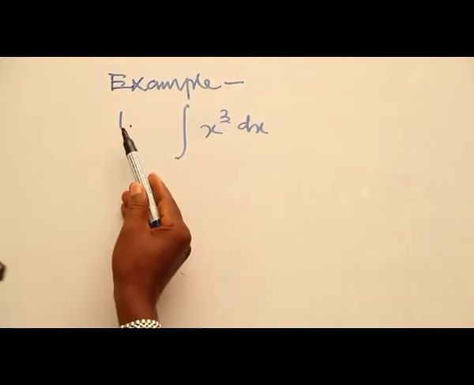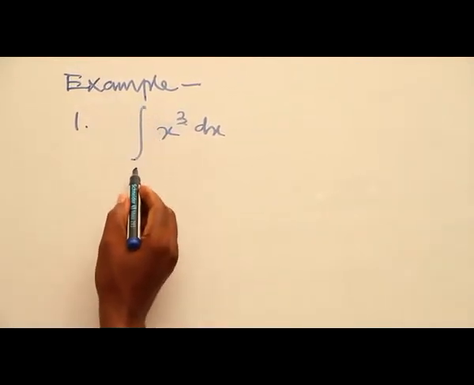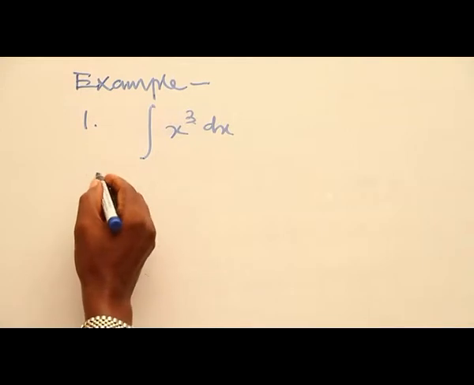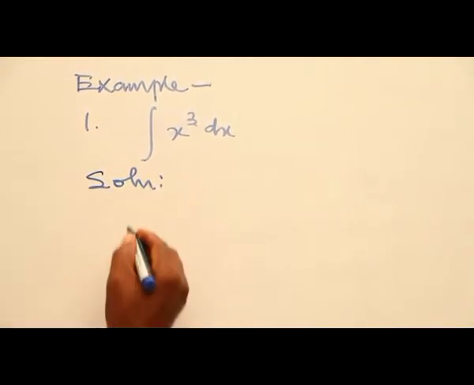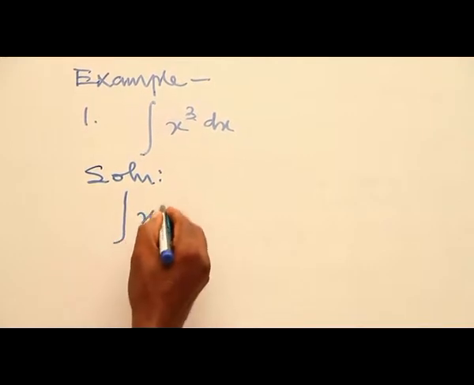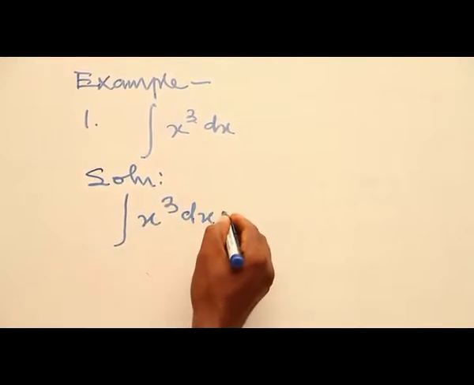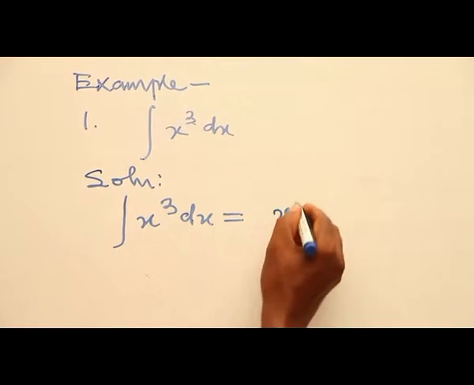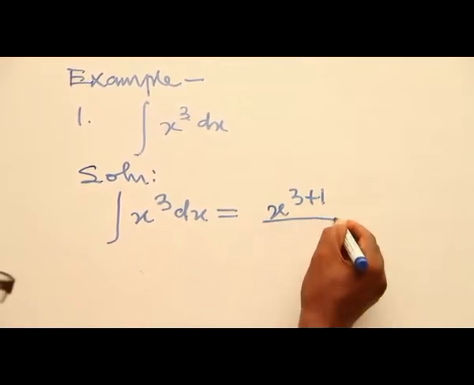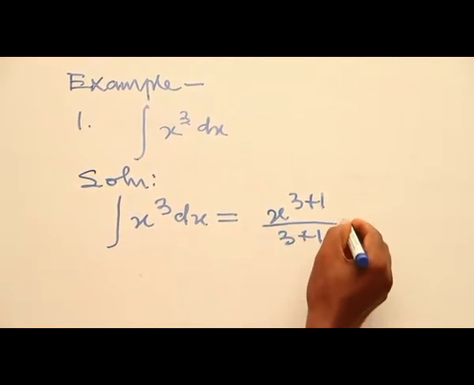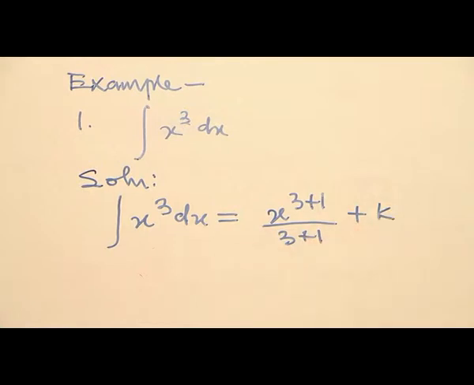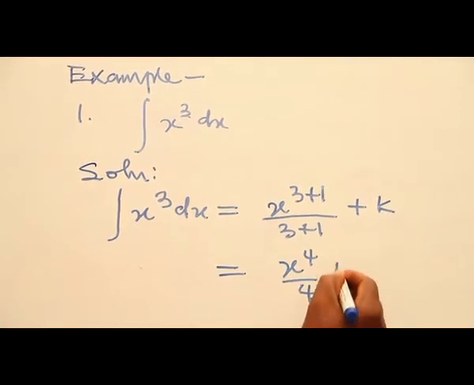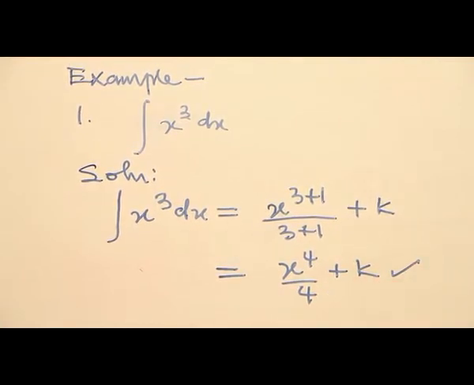Let's take the first example. Number 1. Integrate s cubed with respect to s. Our solution: we have the integral of s to the power 3 ds, which will be equal to, applying the formula, add 1 to the power, s to the power 3 plus 1, and divide by the sum of the power, which is 3 plus 1. And then you add the constant of integration, which is k. So this will give you s raised to the power 4 all over 4, plus k. And that is the solution.